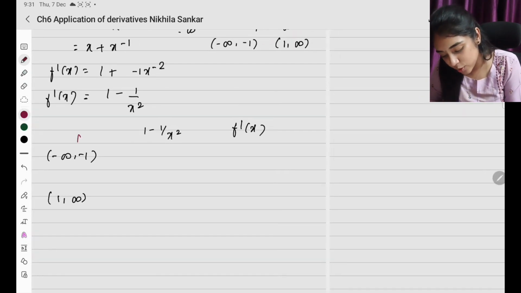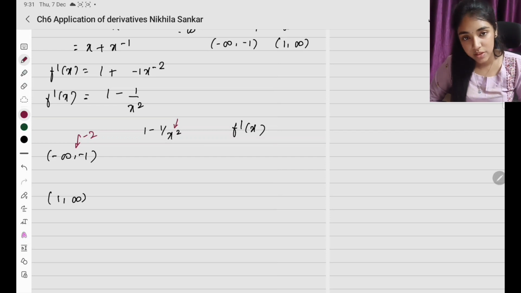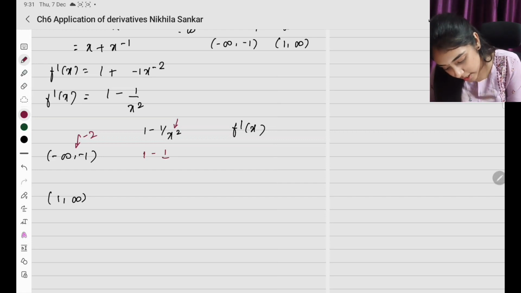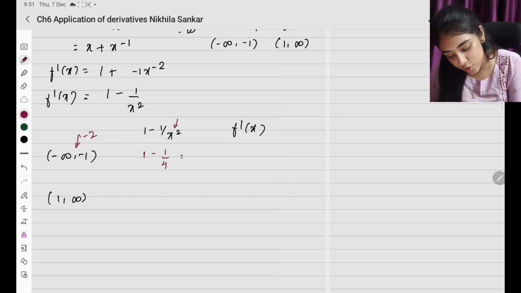When I take the value, I can't take the value 0, because it is in the denominator, so I'll take the value minus 2, for example. In the denominator there is a square term, so whatever I square, it is going to be positive. When I substitute the value of minus 2, I have 1 minus 1 divided by 4. When I take the LCM, it is going to be a positive value, so it is greater than 0, increasing.